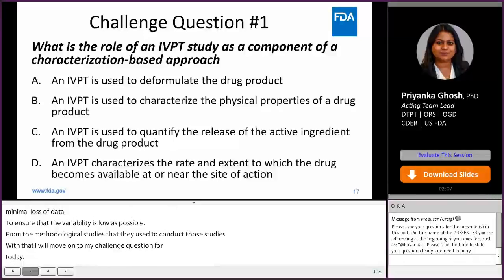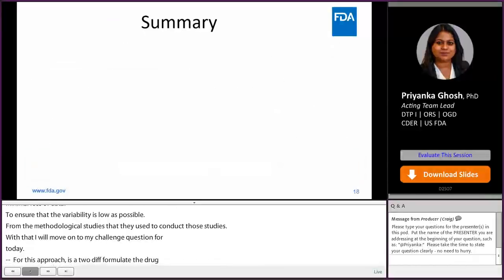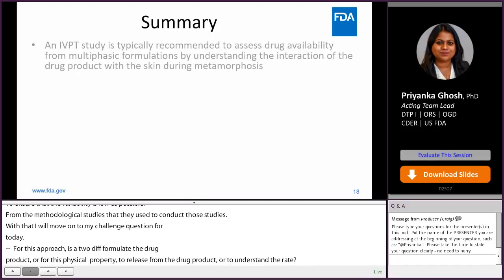Well, it's D. So you are all correct. With that, I would move on to my summary, where I hope I was able to discuss with you today how an IVPT study is typically utilized within the context of these characterization-based approaches.